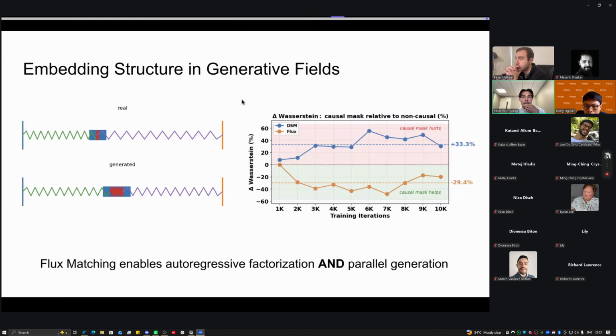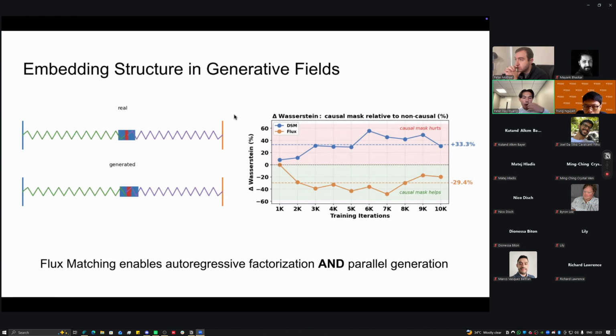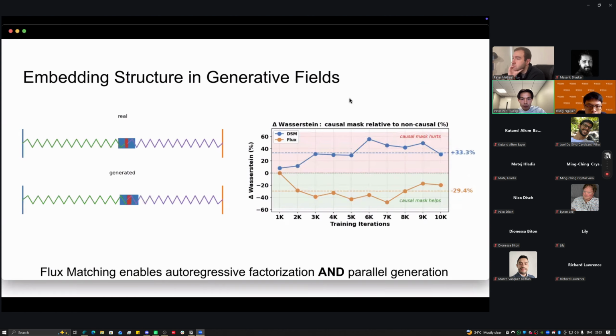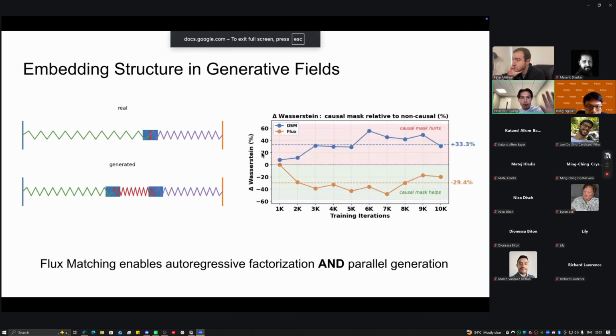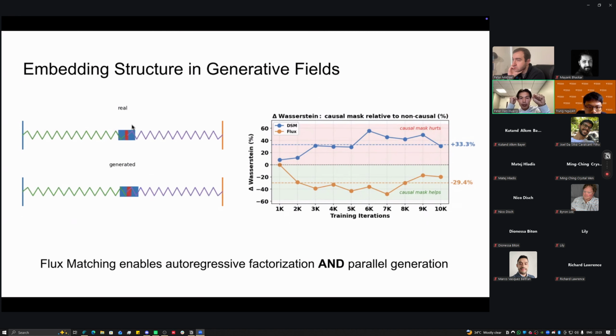And then the last experiment that we have is showing that flux matching enables us to embed structure or directed relationships between variables in our data into our generation process. So here, we had this spring simulation experiment where we have two coupled springs and we simulate out their trajectories, or their positions, through time. And we essentially generate a bunch of different trajectories and then learn a generative model over these trajectories.